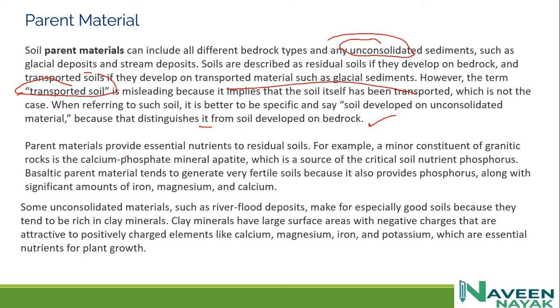And parent material provides essential nutrients to residual soils. For example, a minor constituent of granite rocks is the calcium phosphate mineral apatite, which is a source of the critical soil nutrient phosphorus. Basaltic parent material tends to generate very fertile soil because it also provides phosphorus along with a significant amount of iron, magnesium, and calcium.